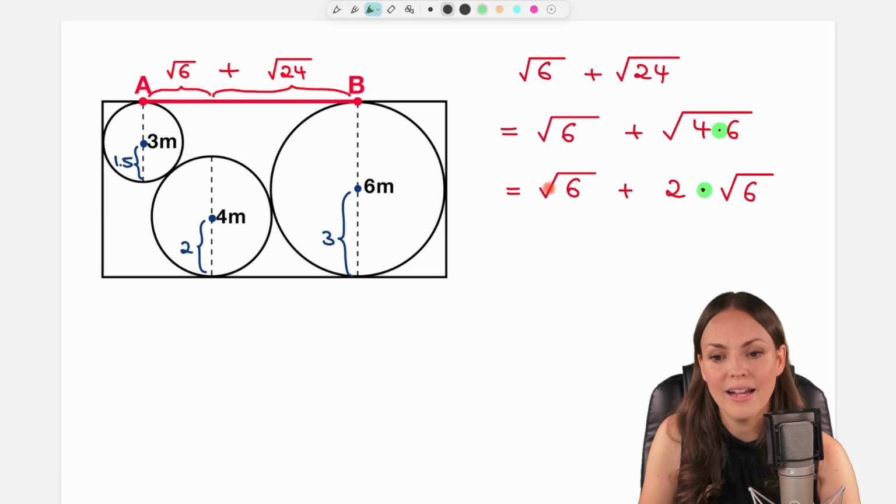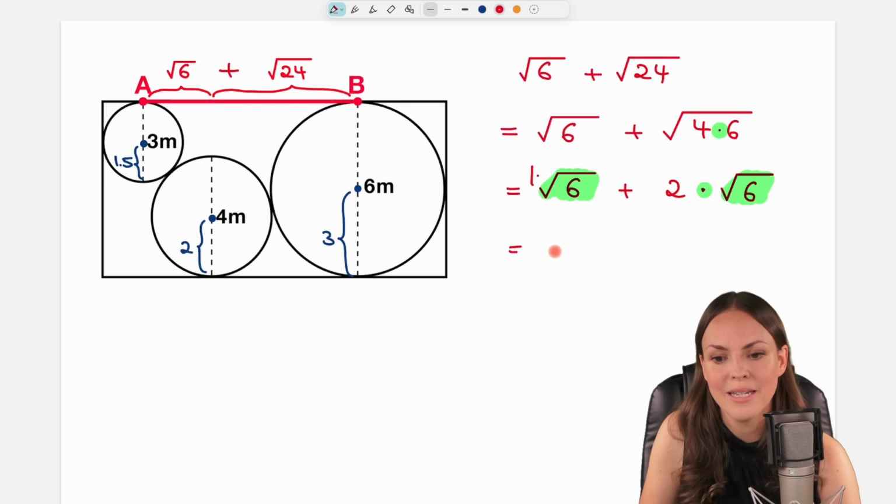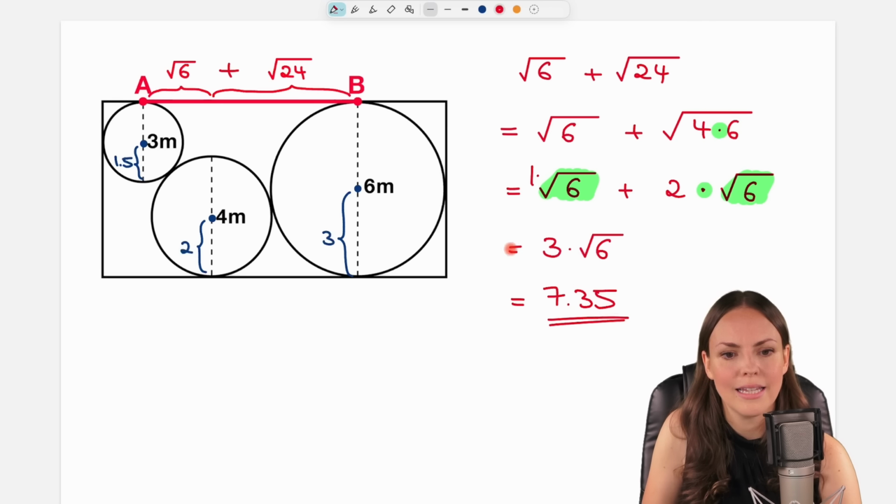And now we have one square root of 6 here, and I want to add 2 of the square root of 6 here. So one of them plus 2 of them is 3 of these square root of 6 here. This is my exact value. And now if I want to use the calculator and calculate it, I get a result of 7.35 for the length of this segment.